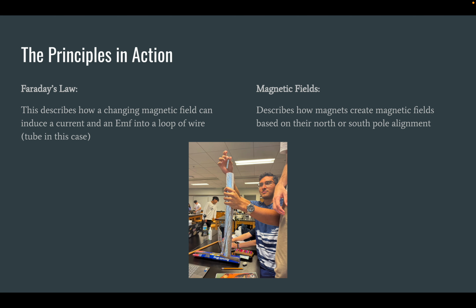The principles in action are Faraday's law, which describes how a changing magnetic field can induce a current and an EMF into a loop of wire, or tube in this case, and magnetic fields, which describe how magnets create magnetic fields based on their north or south pole alignment.